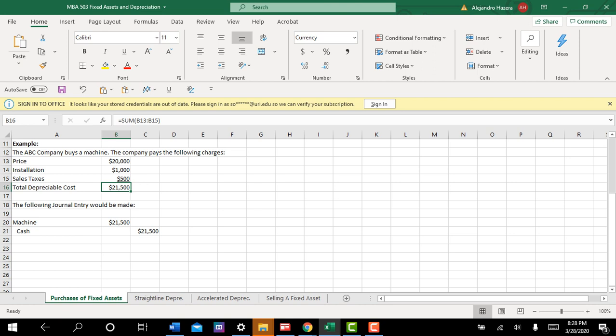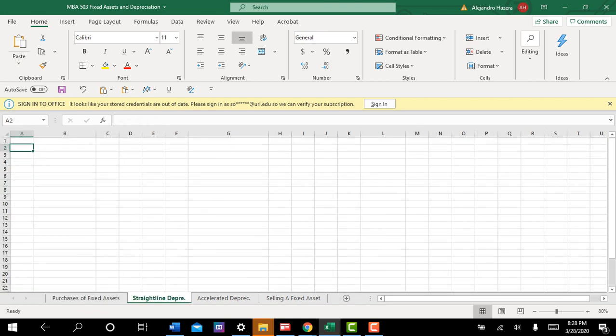Okay, now we get to depreciation. And we're going to cover two types of depreciation. These are basically the ones that are covered in the textbook. Okay, and they're fairly straightforward. We've already kind of seen them in a sense, but we go over them in a little more detail here. The first type of depreciation is called straight-line depreciation.